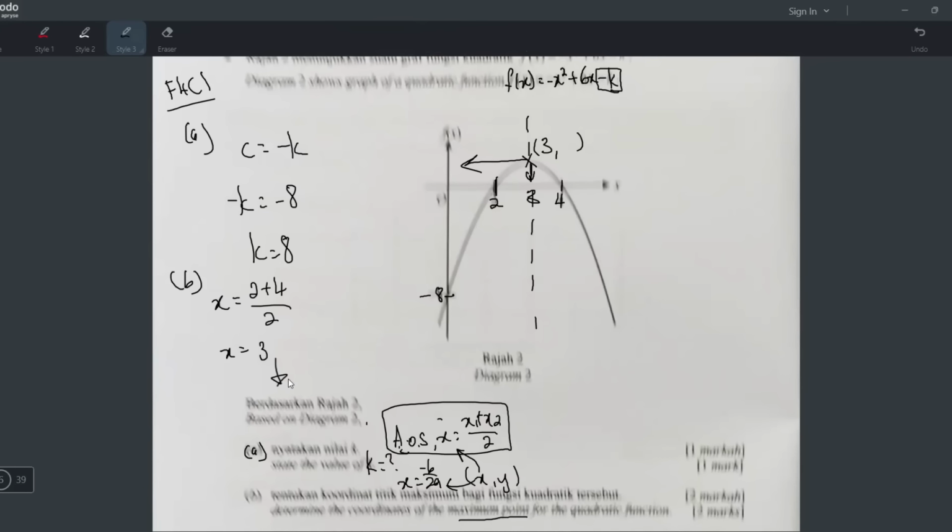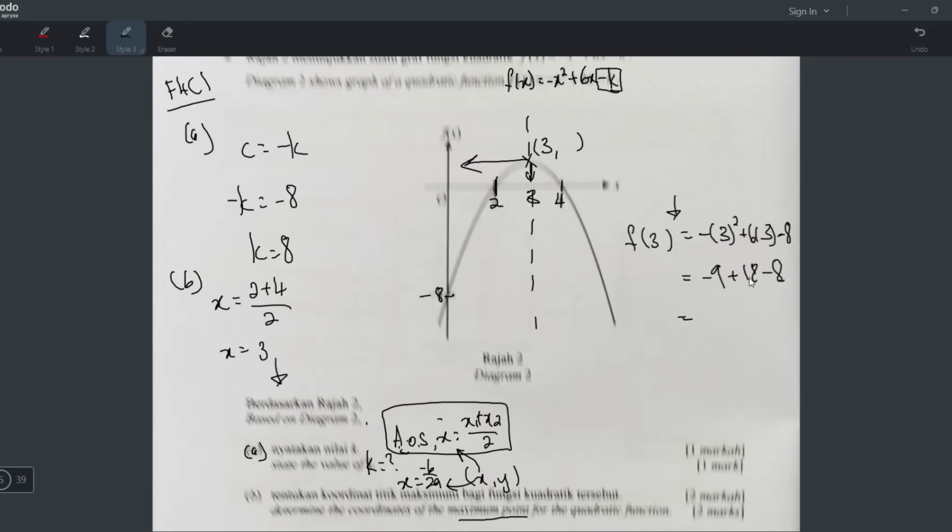I'll just continue from here. So it becomes f(3) equals negative (3) squared plus 6x minus k, and the x is 3 like this. 3 squared is 9, so negative 9 plus 6 times 3 is 18, minus k. And then, wait, k is 8, right? Yeah, I already know k is 8. So I should substitute it in and get negative 8. Yeah, because k is positive 8, so negative k is negative 8. So it becomes like this.